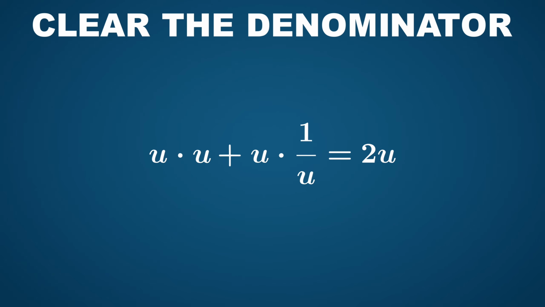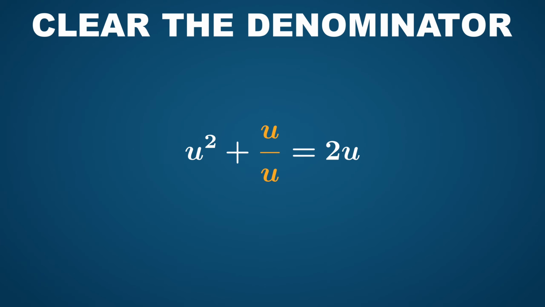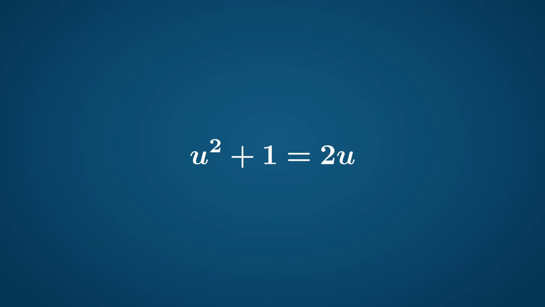We distribute the variable u across the terms on the left side. We multiply u by the first term, u, which produces u squared. We multiply u by the second term, 1 divided by u. When we multiply u by 1 divided by u, we get u divided by u. This simplifies to exactly 1. The left side simplifies to u squared plus 1. The right side remains 2u. The updated equation is u squared plus 1 is equal to 2u.